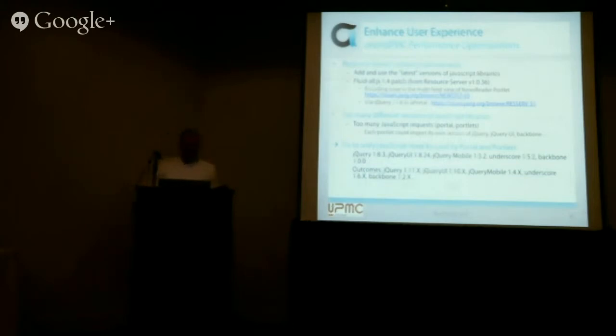Another problem was that each portlet could import its own version of jQuery and jQuery UI, Backbone, and all the JavaScript libraries. So there were too many JavaScript requests because there were too many different versions of the JavaScript in the layout. So we tried to unify the JavaScript libraries used by the portal and the portlets. So we are now running on jQuery 1.11, jQuery UI 1.10, and jQuery Mobile 1.4.